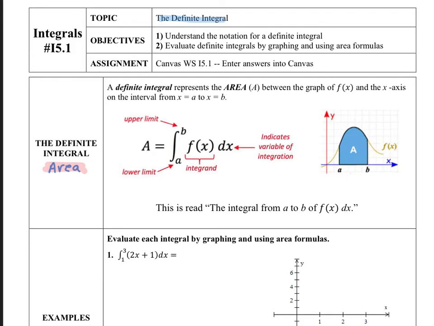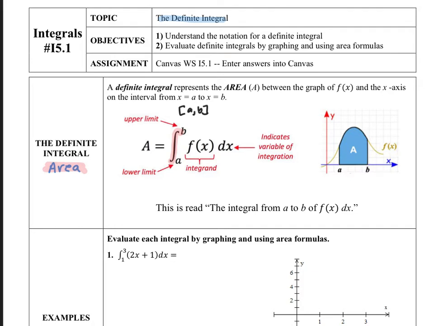This is what the notation looks like. This is an integral sign. It looks like an elongated S, and at either end there are numbers that represent an interval. The lower limit is a, your upper limit is b, and that just represents an interval that goes from a to b.